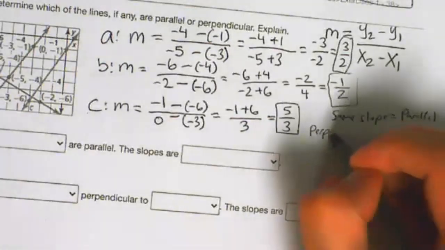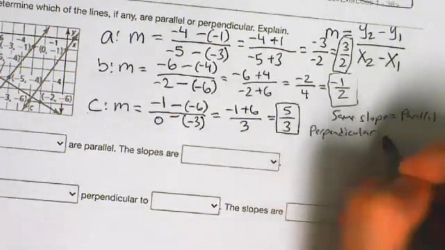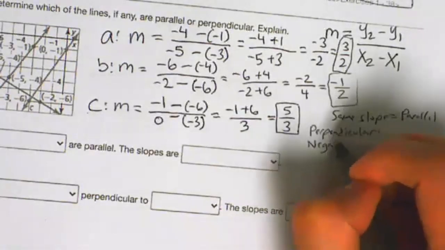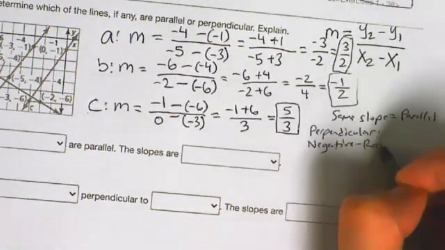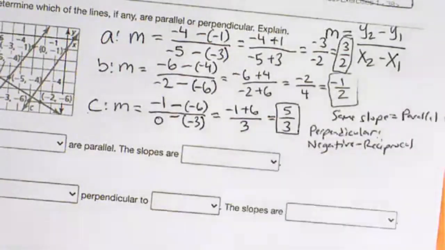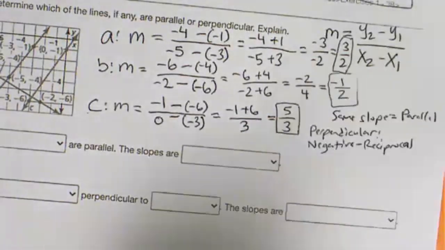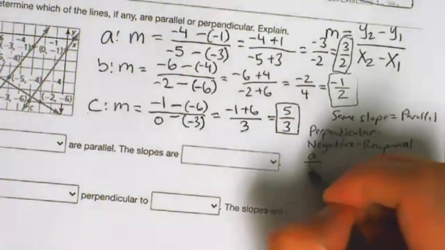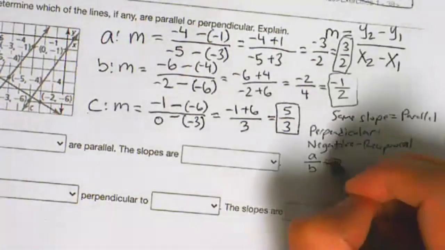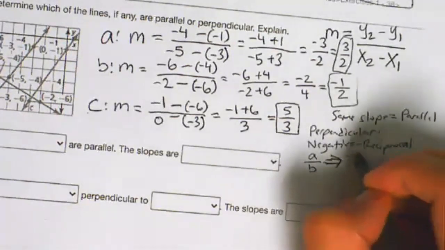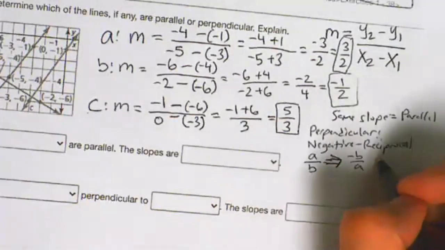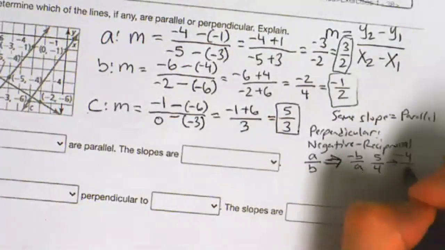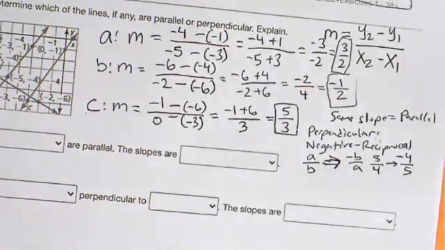Perpendicular lines are negative reciprocal slopes. Negative reciprocal. That's probably not very legible, but essentially what that means is if the first line has a slope a over b, the second one that is perpendicular to it has a slope -b over a. For example, let's say 5 over 4, its negative reciprocal slope is -4 over 5. So the sign on it switches and the fraction flips over.